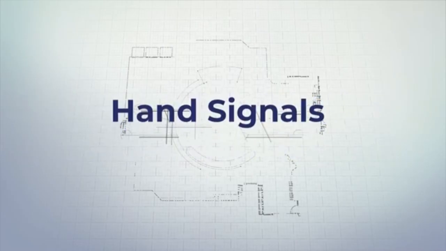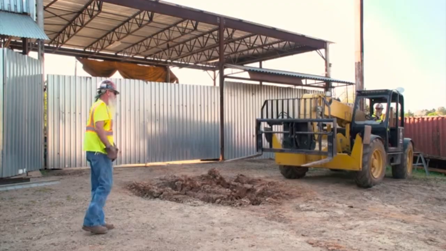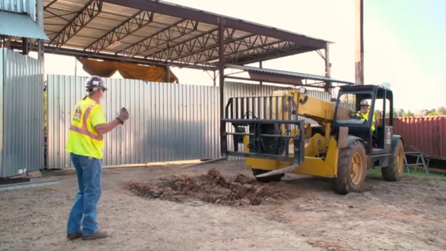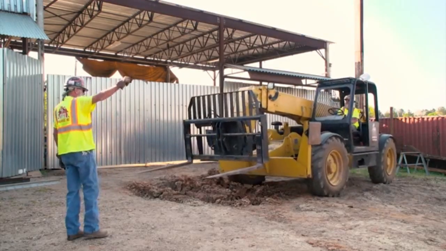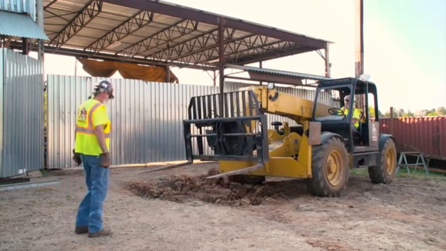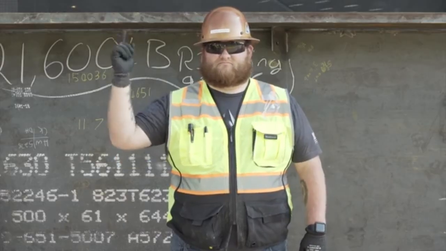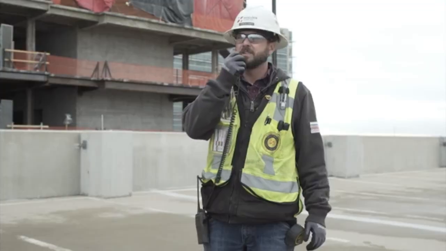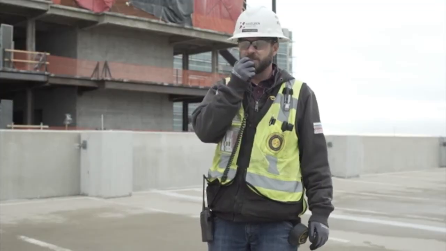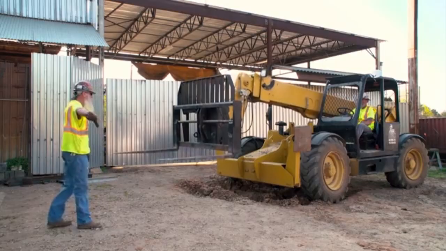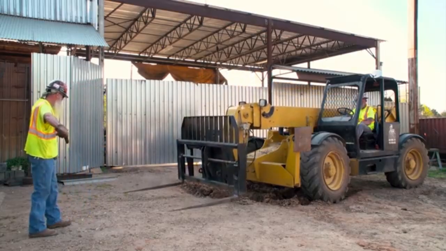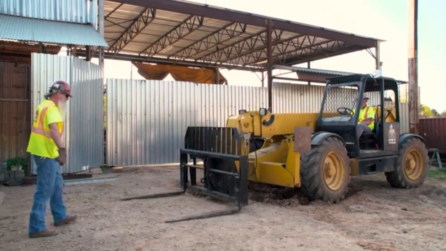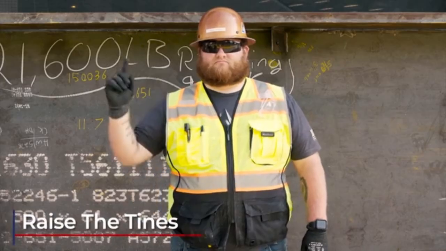Hand signals. When a forklift operator cannot see all areas in which they are moving a load clearly, they must use a spotter or signal person. Spotters can use either hand signals or electronic communication devices. No matter which type of communication you are using, remember to check the position of the sun to prevent blind spots.